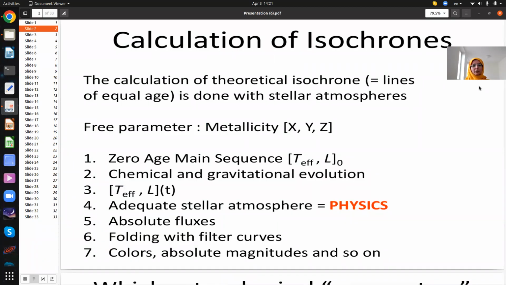Calculation of isochrones. The calculation of theoretical isochrones, lines of equal age, is done with stellar atmospheres. Three parameters: metallicity X, Y, Z, zero age main sequence, T effective and L, which is luminosity, chemical and gravitational evolution, T effective and luminosity, adequate stellar atmospheres, physics, absolute fluxes, unfolding with filter curves, and colors, absolute magnitudes, and so on.